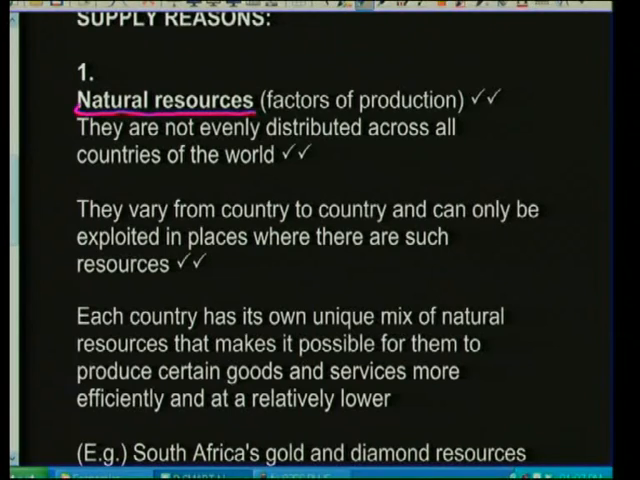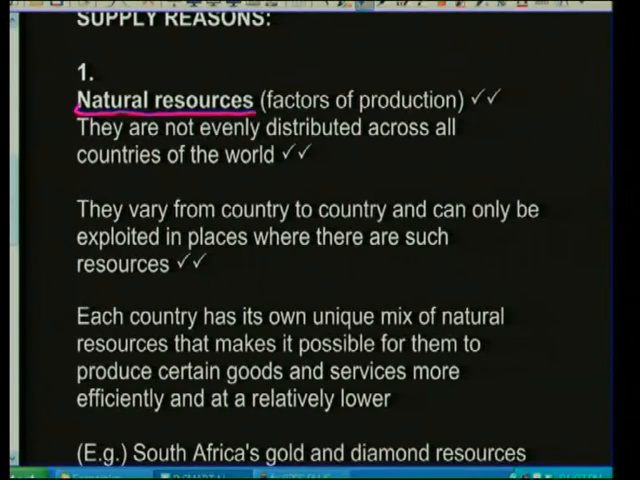Natural resources, that's one example of a factor of production, and you can expect to get 2 marks for your heading. They are not evenly distributed across all countries of the world. They vary from country to country. So to start with, larger and smaller quantities of the factors of production or the natural resources are available in different quantities. In some countries, they are not available at all. So it's important that you refer to not evenly distributed. They vary from country to country, so it's not the same.